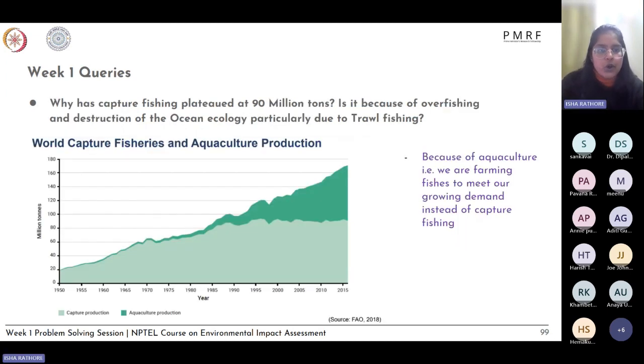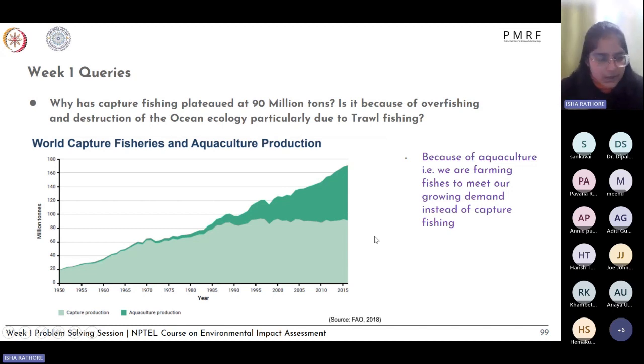Okay, so moving on. So why has capture fishing plateaued at 90 million ton? Is it because of overfishing and destruction of the ocean ecology, particularly due to trawl fishing? So this is in response to this figure. So you can see that the capture production has reduced, whereas the aquaculture production has increased.